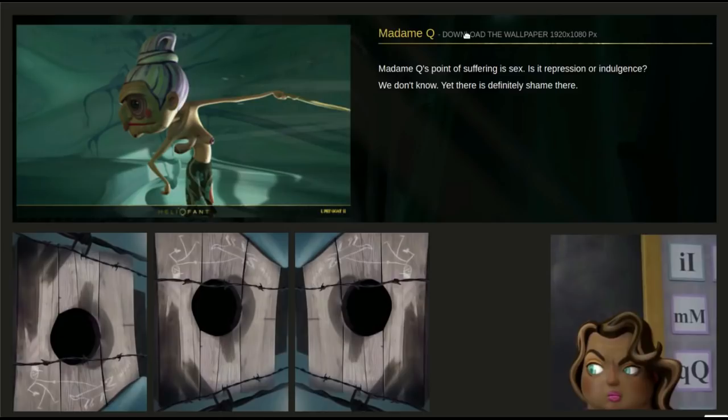She's called Madame Q by the creators of iPet Goat 2 in the Hierophant gallery on the website. Madame Q's point of suffering is sex. Is it repression or indulgence? We don't know. Yet there is definitely shame there.